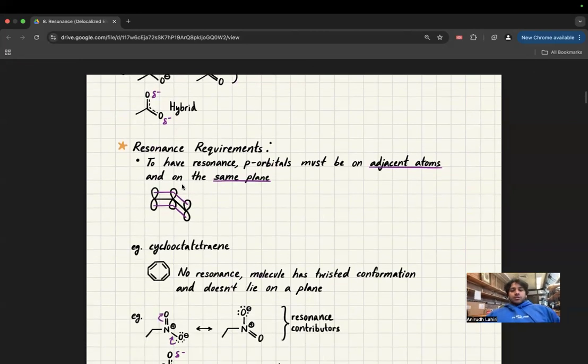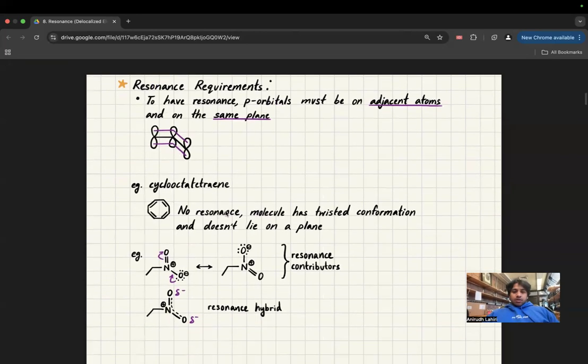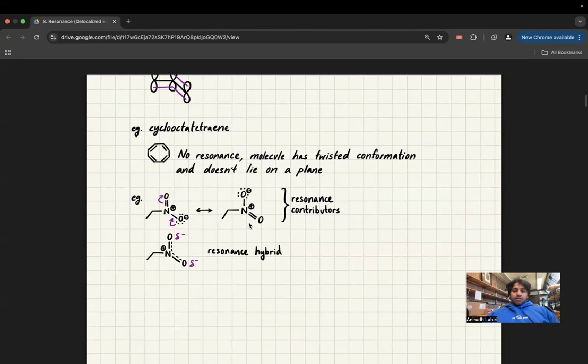So for resonance requirements, you need to have p orbitals on adjacent atoms and on the same plane. So here we have no resonance because we have this twisted conformation and we don't have the same plane. Here we have resonance contributors, resonance hybrid.